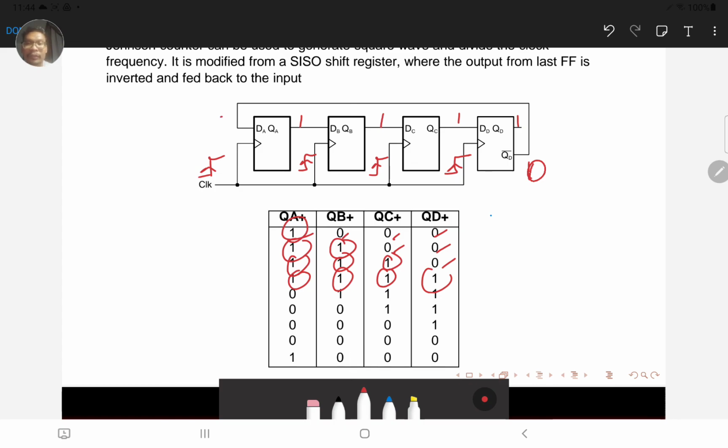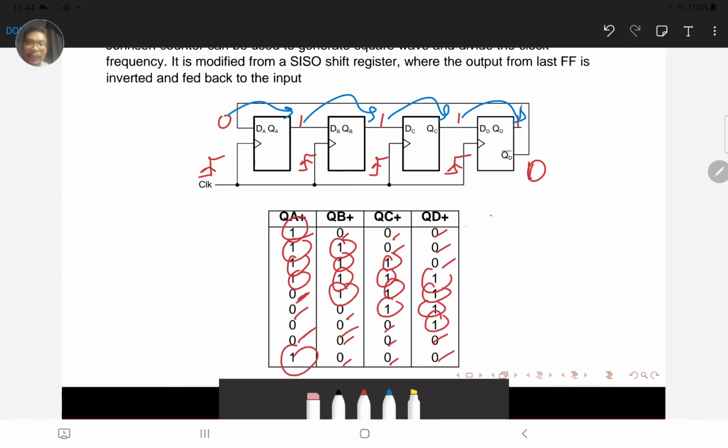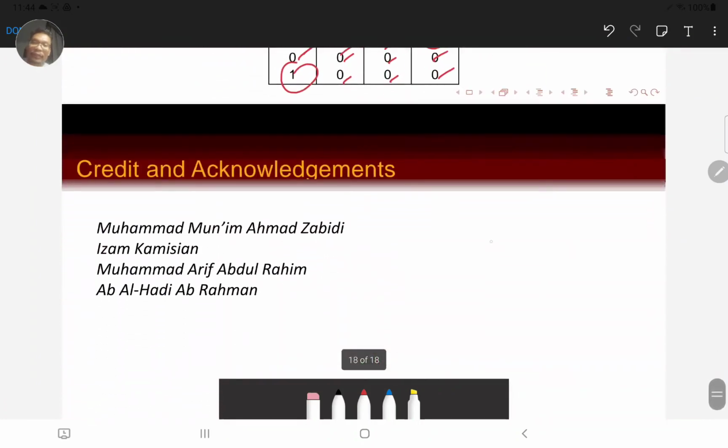Then 0 will go there, and when we clock it, this 0 is going to be transferred here, this 1 is going to be transferred there, 1 transferred, 1 transferred, and then 0 will come back again. That's the reason why we have a 0 here, and then 1, 1, 1. 0 will be transferred, 1, 1, 0 will be transferred, 1. And finally, we have 0, 0, 0, 0, back to the beginning, and we have 1, 0, 0, 0. Okay, so that's basically the characteristics of the Johnson counter.